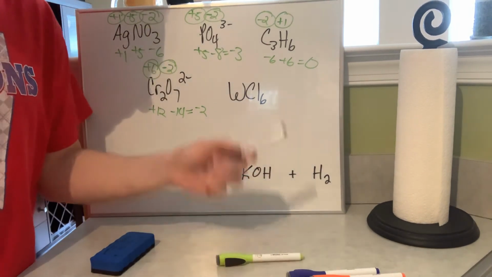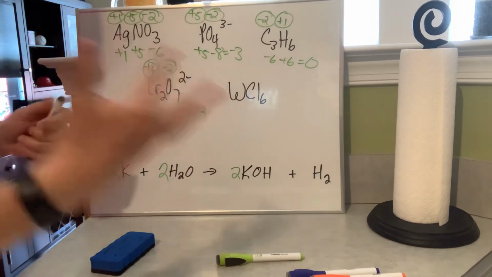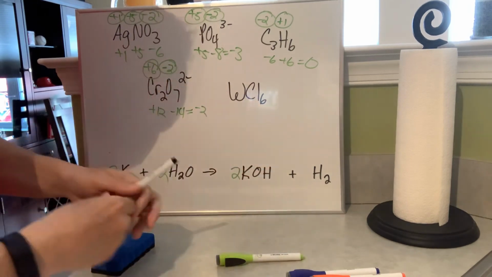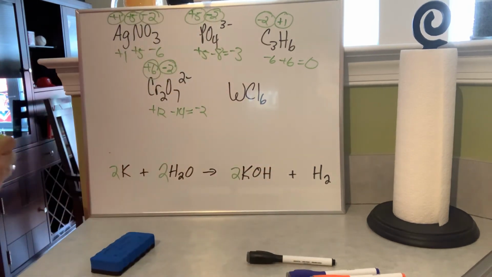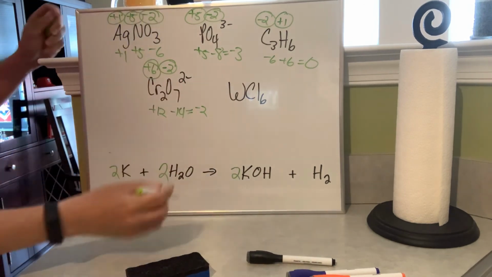This is what they use in the breathalyzer tests. The dichromate ion, based on the alcohol, will affect it, and it will change its charge and change the color of the chromium, and then the police officers can tell how much alcohol was in somebody's system.